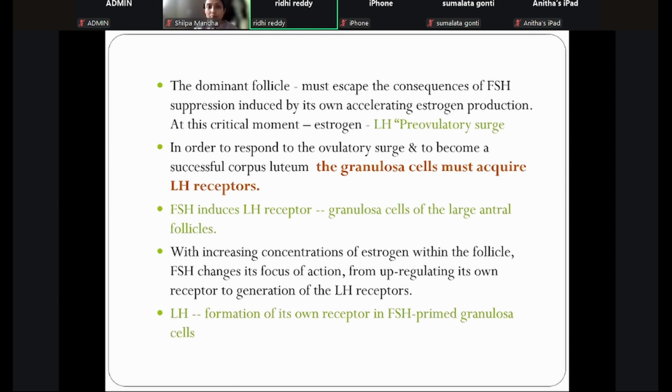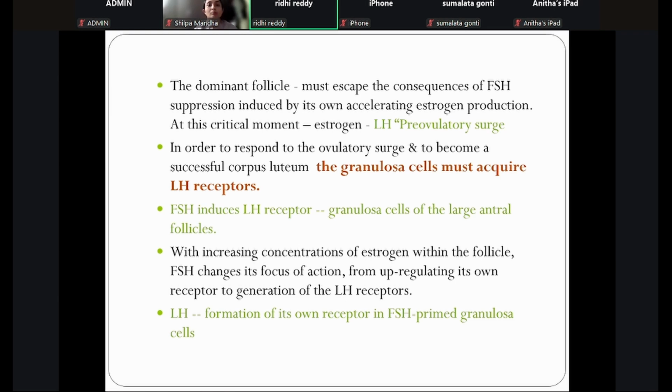So in the late follicular phase, what will happen? This dominant follicle must escape the consequences of FSH suppression induced by its own accelerating estrogen production. So what will it do? Because of this higher estrogen production, more than around 200 to 250 pg/mL for around 40 hours, it will cause the LH surge, the pre-ovulatory surge.